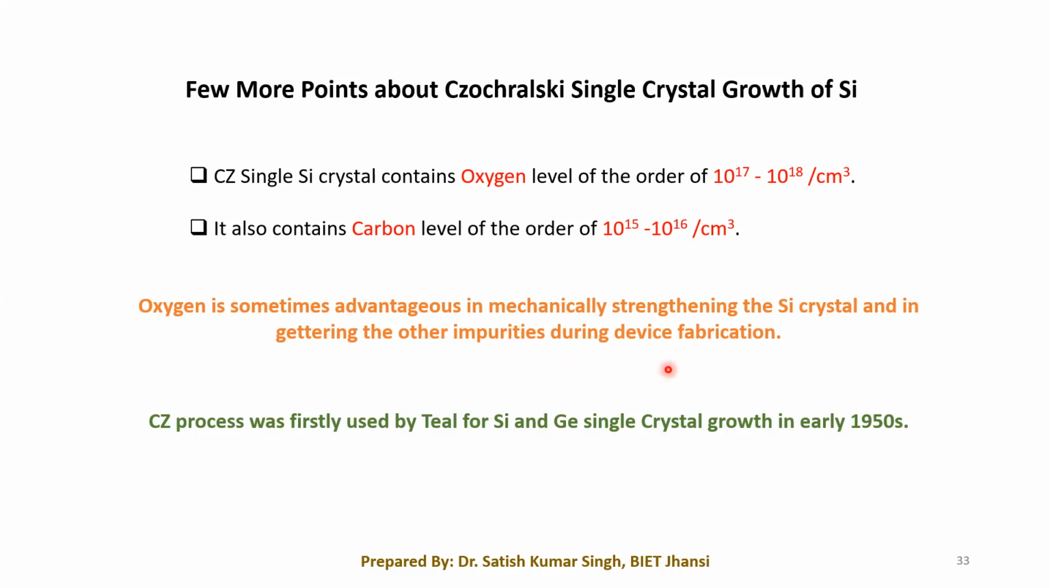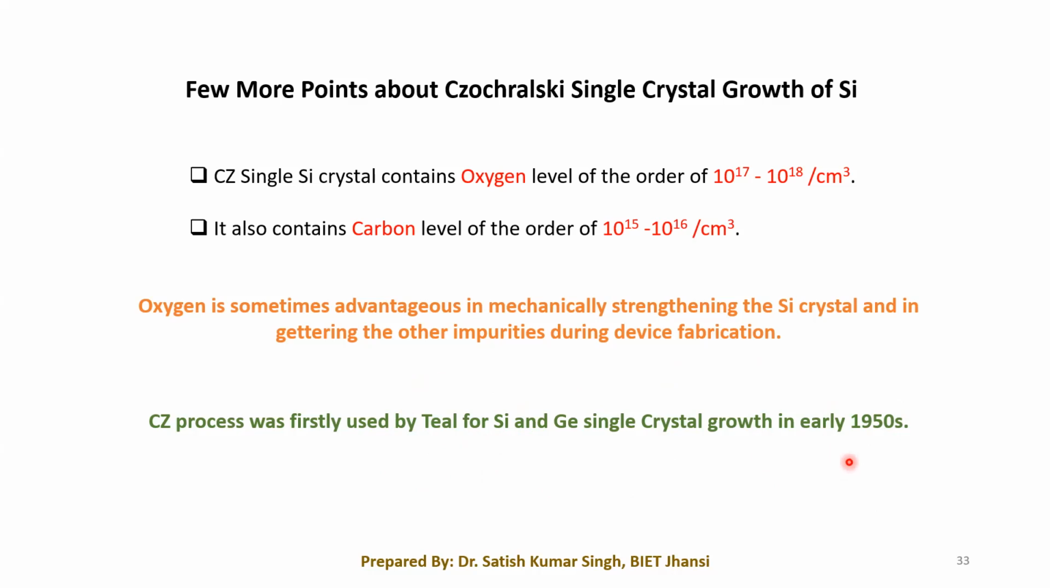One more point that I want to tell here is about the CZ process. Okay, this CZ process, as I mentioned, was invented in 1918, but for single silicon crystal growth or germanium crystal growth, it was first used by one of the scientists whose name was Teal. Okay, and he used this particular technique somewhere around the 1950s. Okay, so now up to this point we have done how the Czochralski process of crystal growth takes place.